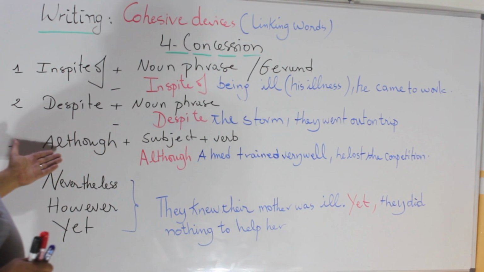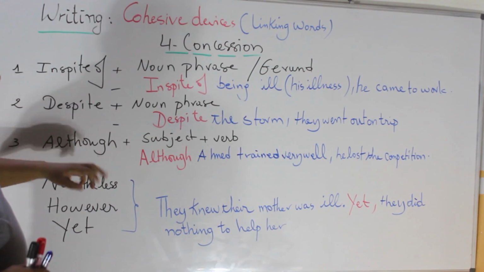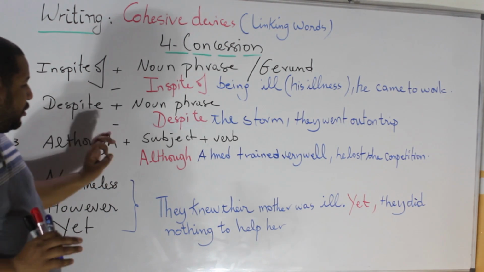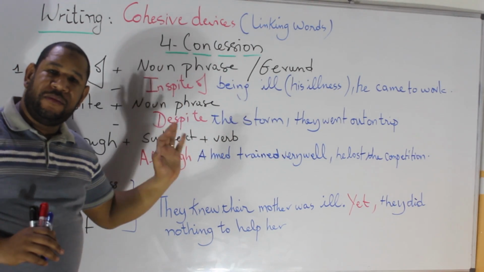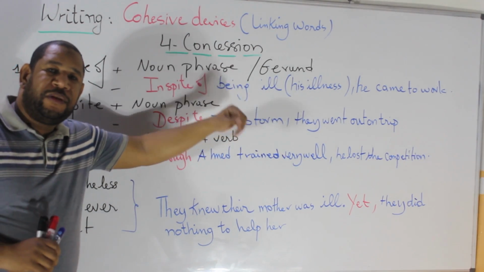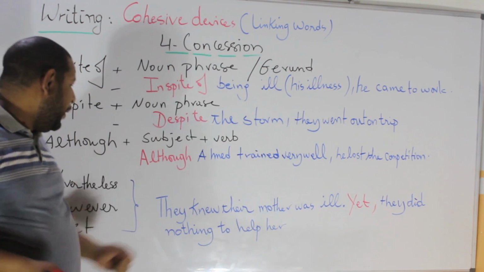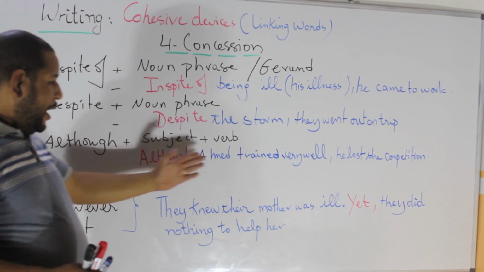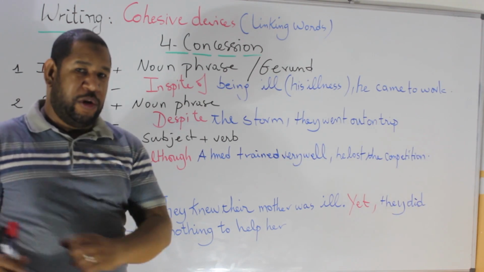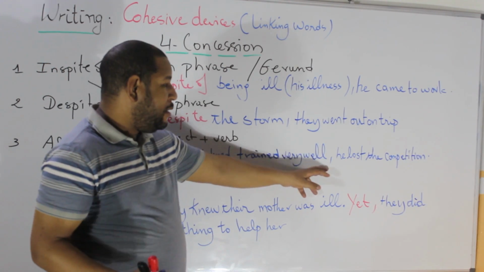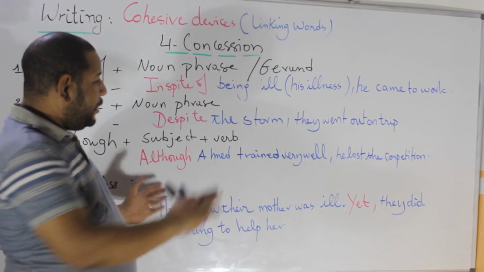Then we have although. Although is different from these two. Although is followed by a subject and a verb, and you can continue the sentence wherever you want. You can have a complement or an object or adverbials, etc. So look at this sentence. Although Ahmed trained very well, so Ahmed trained very well, we have a complete sentence. Comma, he lost the competition. Again, we can exchange them.